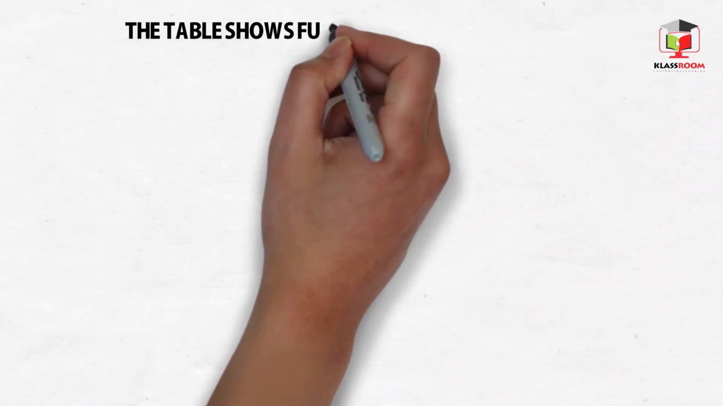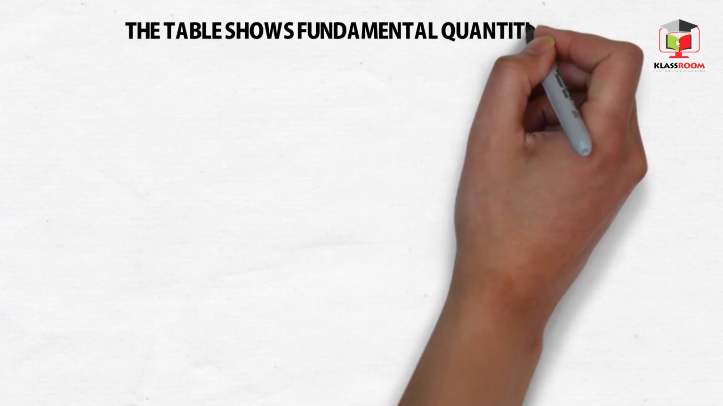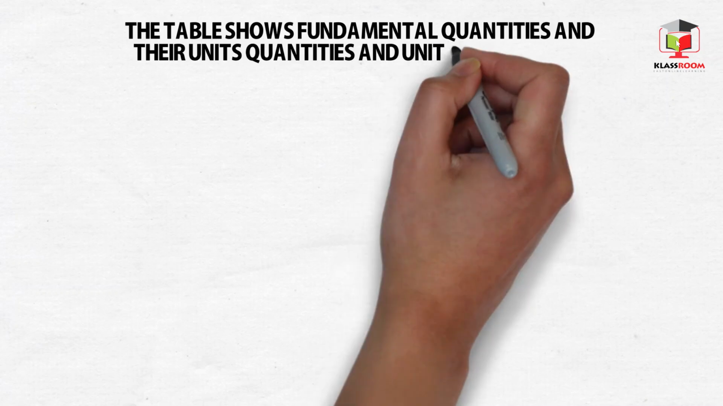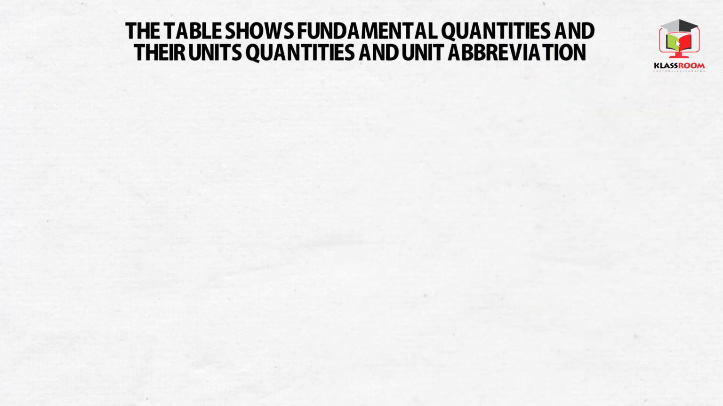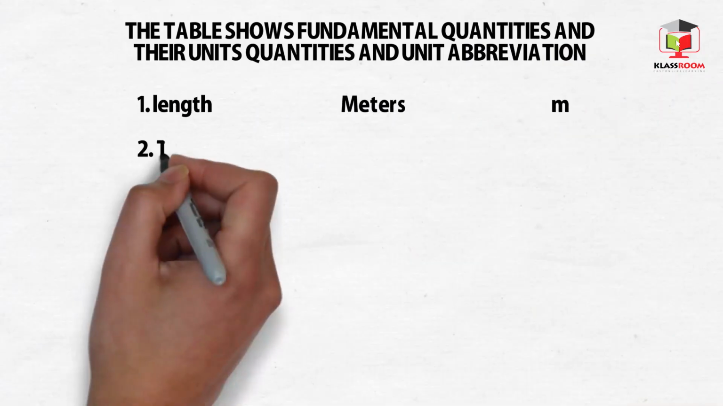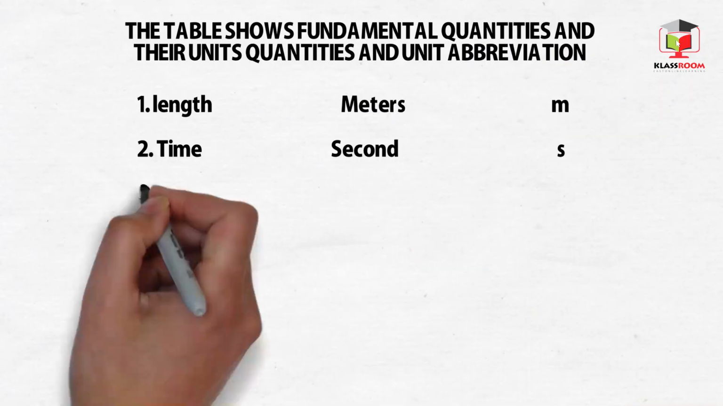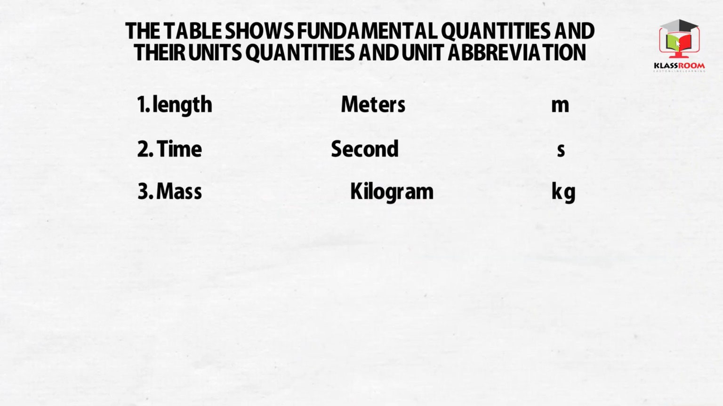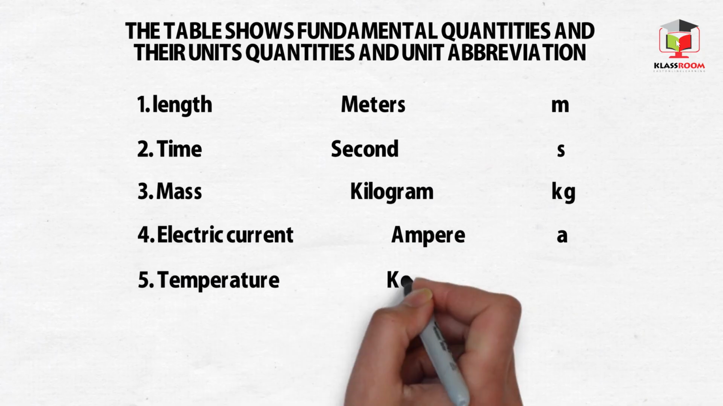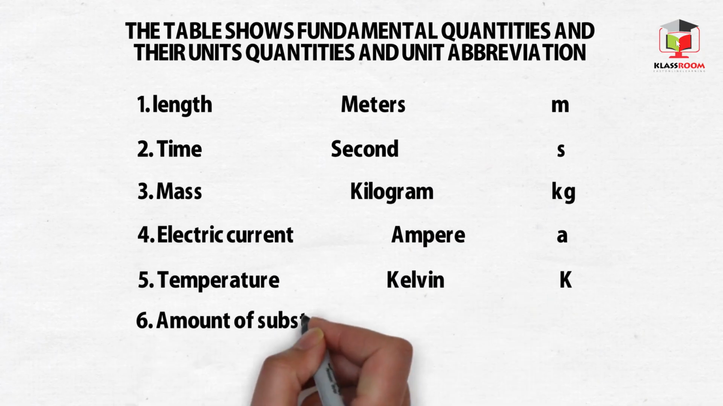The table below shows some fundamental quantities and their units. Quantities, unit, and their unit abbreviation. 1. Length. The unit of length is meters, abbreviated m. Time, second, s. Mass, kilogram, kg. Electric current, ampere, A. Temperature, Kelvin, K. And amount of substance, mole.